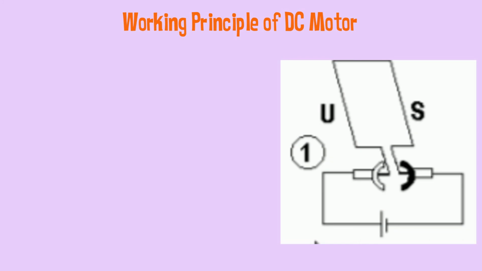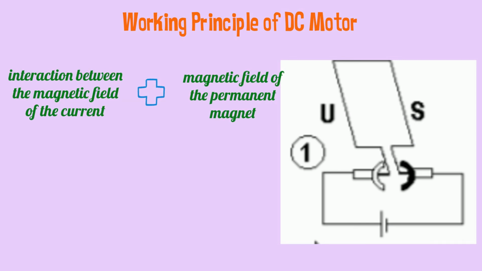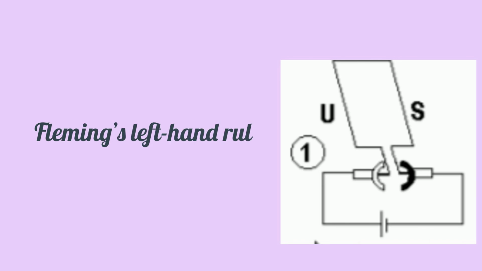Working principle of DC motors. When current flows through the horizontal coil, a magnetic field is produced around it. The interaction between the magnetic field of the current and the magnetic field of the permanent magnet produces a catapult field and two turning forces. The direction of the force is determined by Fleming's left-hand rule. The two forces produce a couple which rotates the coil.